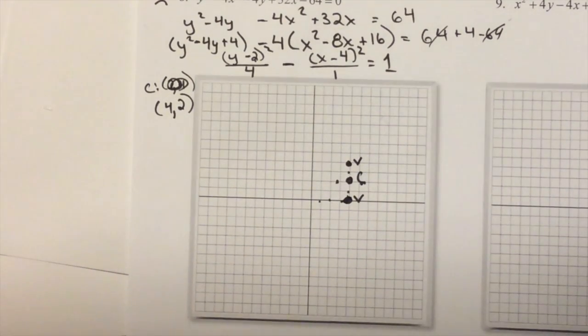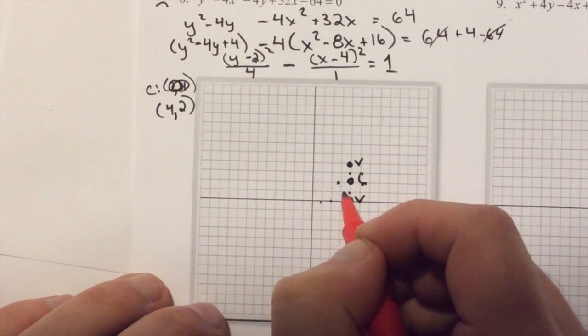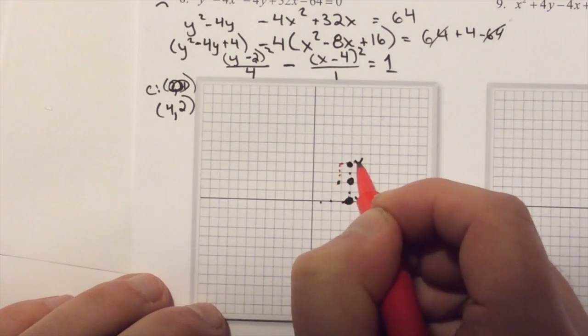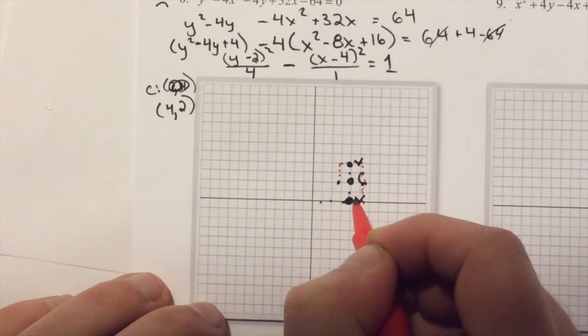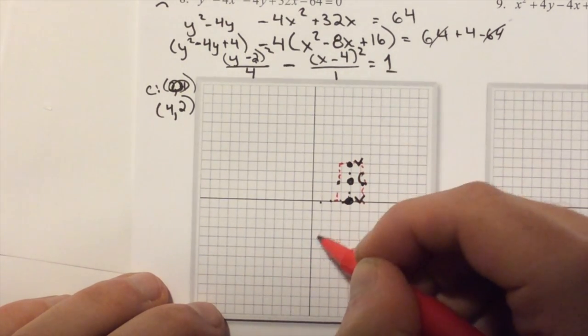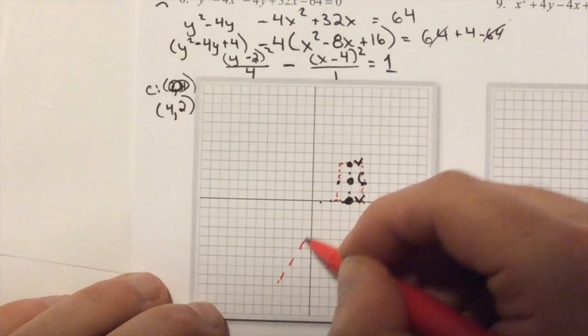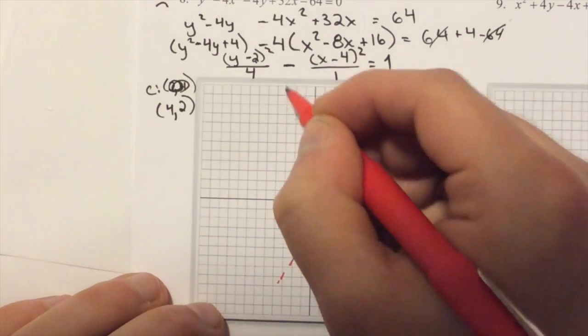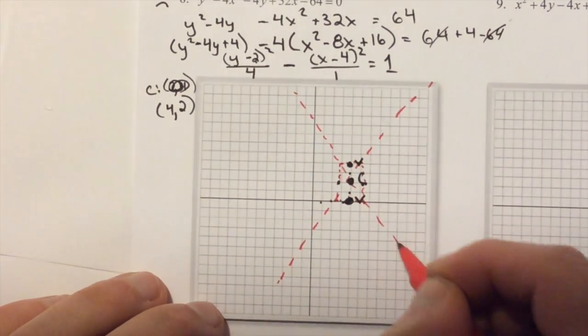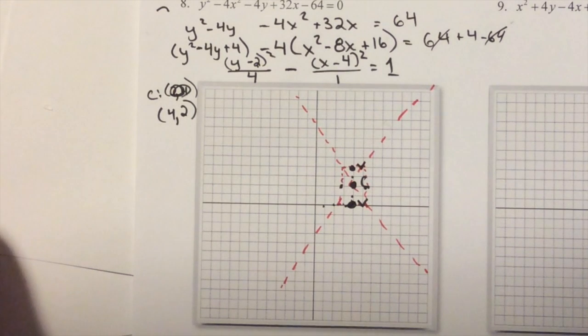Now I use my x's to go 1 to either side, 1 to either side. Now I'm going to use a different color just to kind of accentuate this. And I'm going to go up, over, down, over, up. And we're going to draw diagonals through the corners, through the center. So now that I've done that, the last little bit is I'm going to graph this guy. So I'm going to take my green pen.